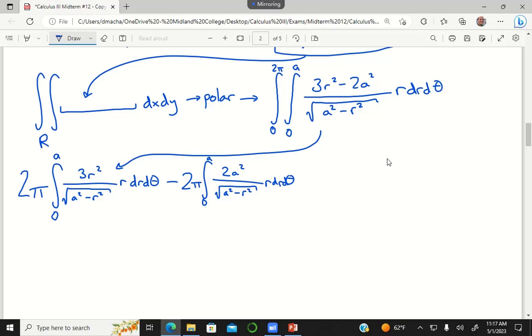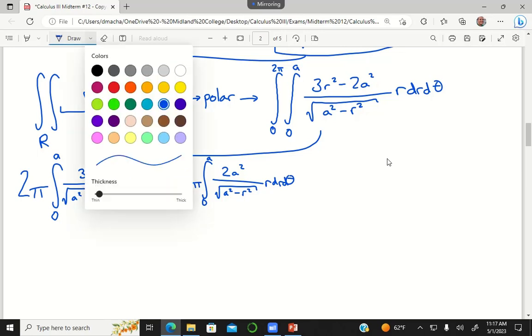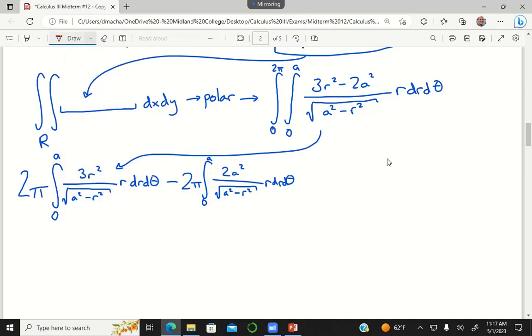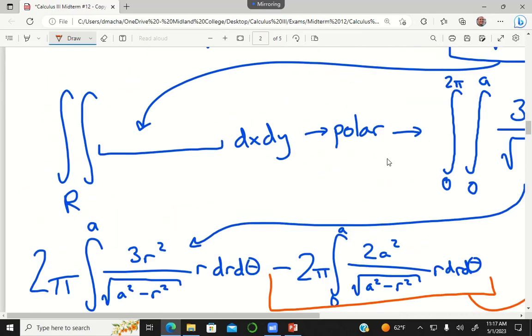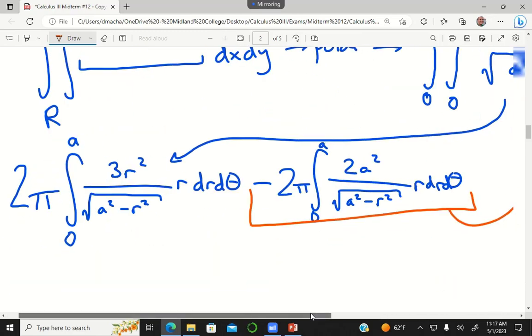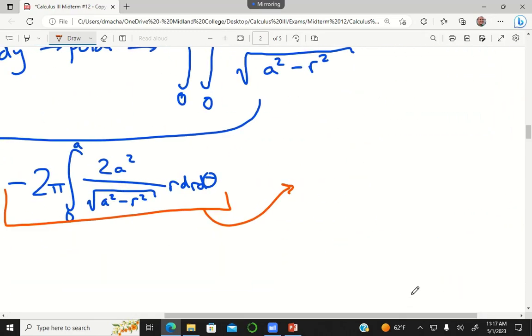And then we'll just solve these one at a time. I'm also going to switch colors so we don't get confused. So this one on the end is going to be my orange integral. And for just my orange integral, how would you solve that one? U sub. Okay, u sub.